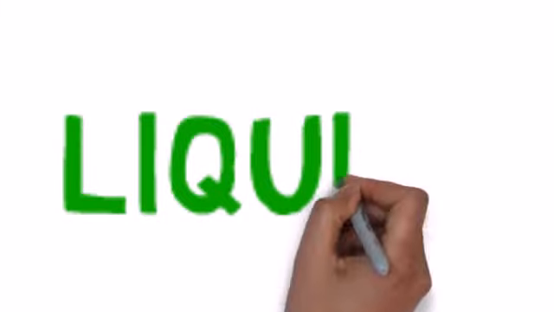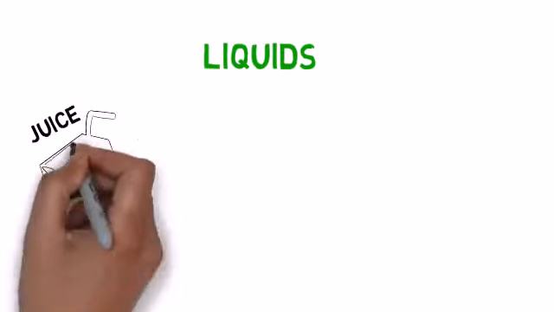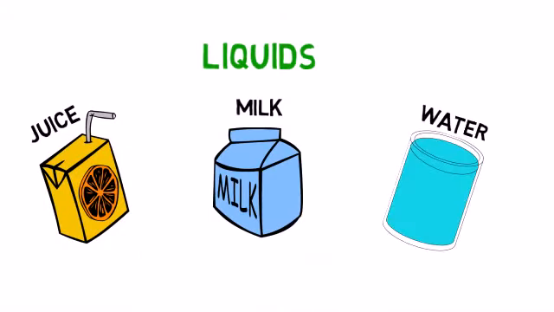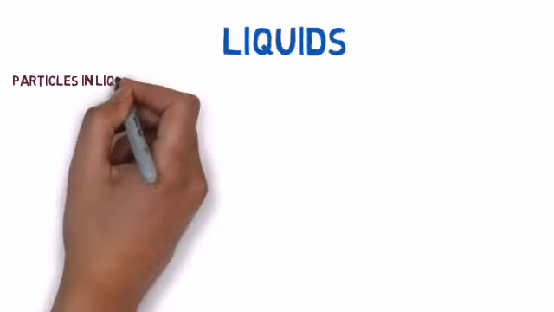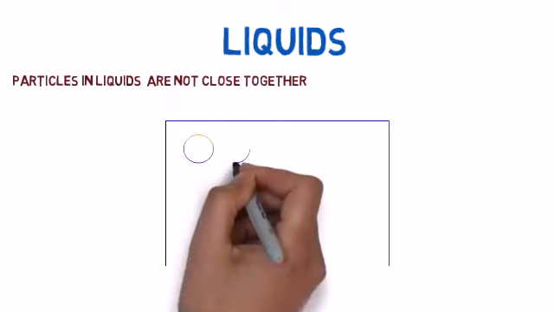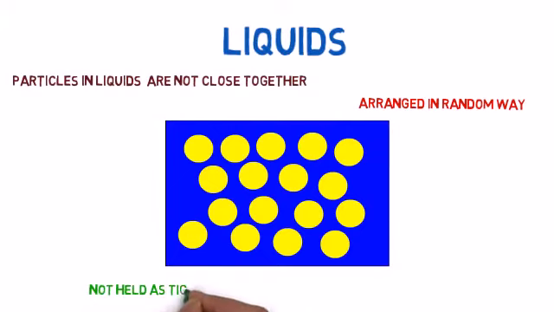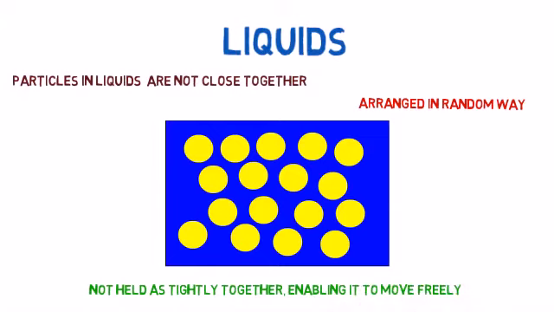Now we'll talk about liquids. Some examples of liquids are juice, milk and water. The particles in liquids are not as close together as in solids. They are arranged in a random way and they are not held as tightly together as in solids, thus enabling them to move freely.